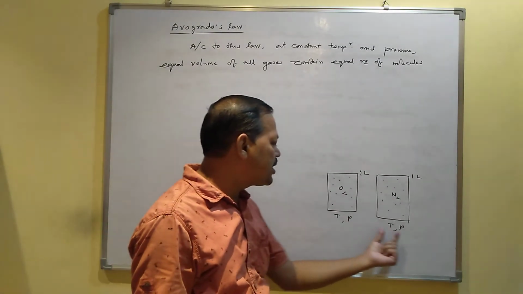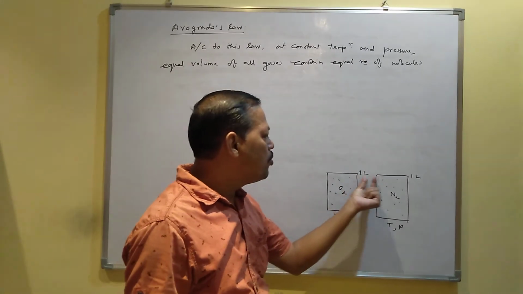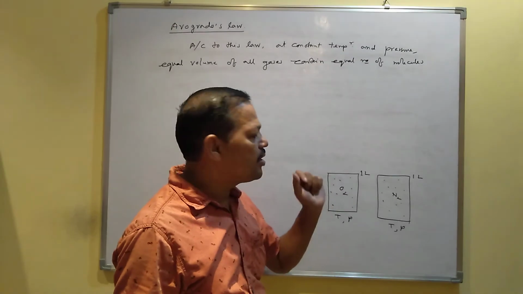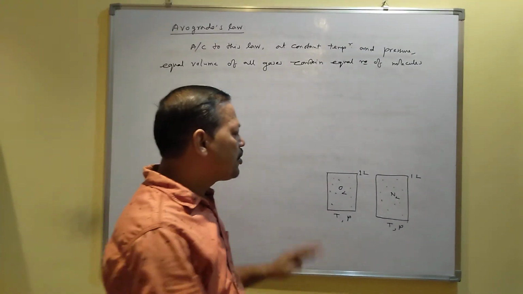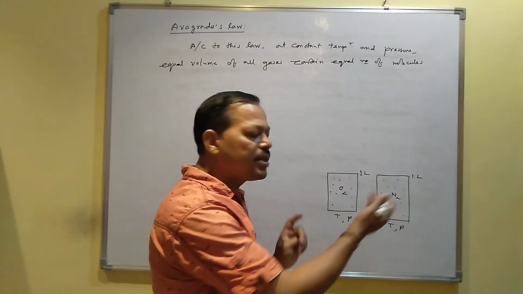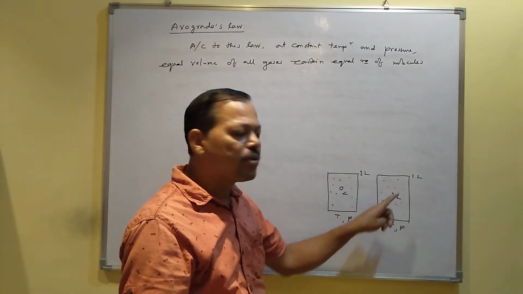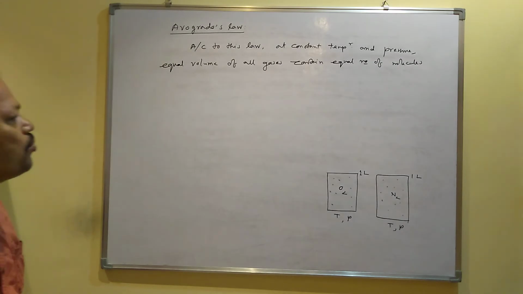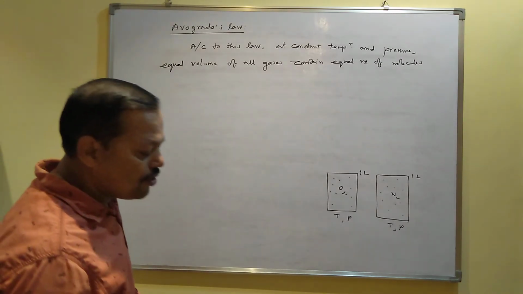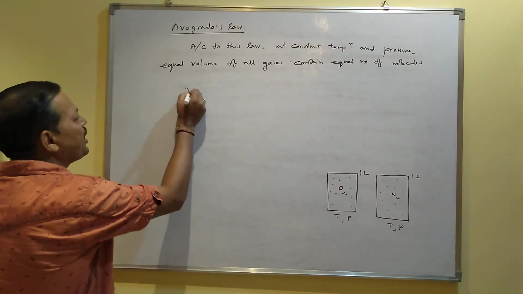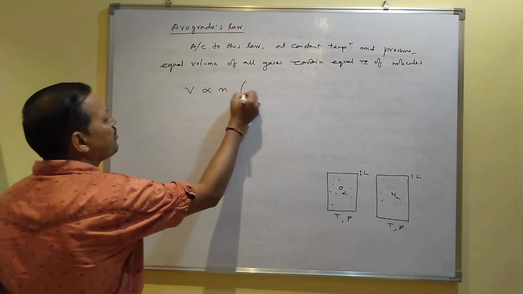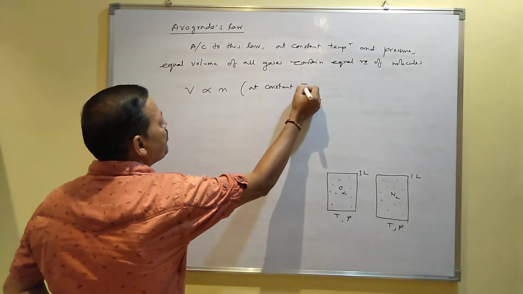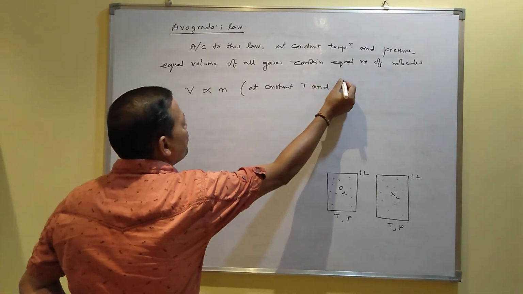I mean at constant temperature and pressure, if the volumes of the gases are equal, then the number of molecules inside the containers will also be the same. Your gases may be different, one is oxygen, one is nitrogen, but when you count the molecules, you will get a similar number of molecules or moles according to Avogadro's law, and you can represent that like this: V proportional to n at constant temperature and pressure.